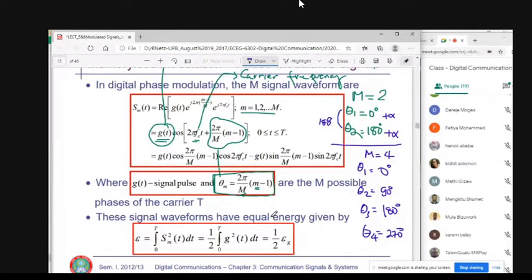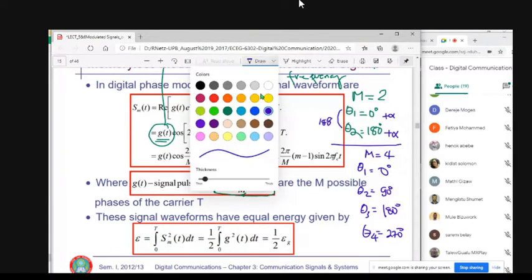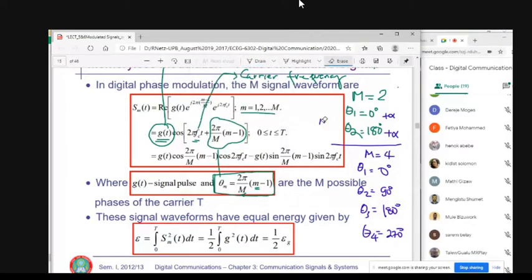Each phase shift can be used to represent a certain bit pattern. As an example, if I erase this part, theta 1 could represent a bit 0 and theta 2 could represent a bit 1. This could represent two bits, 0 0, 0 1, this could represent 1 1, and this could represent 1 0. So each phase shift in the case of m equal to 4 would represent two bits.